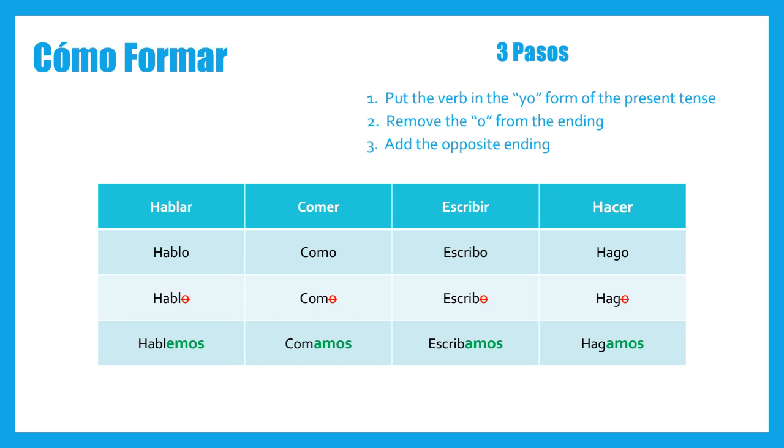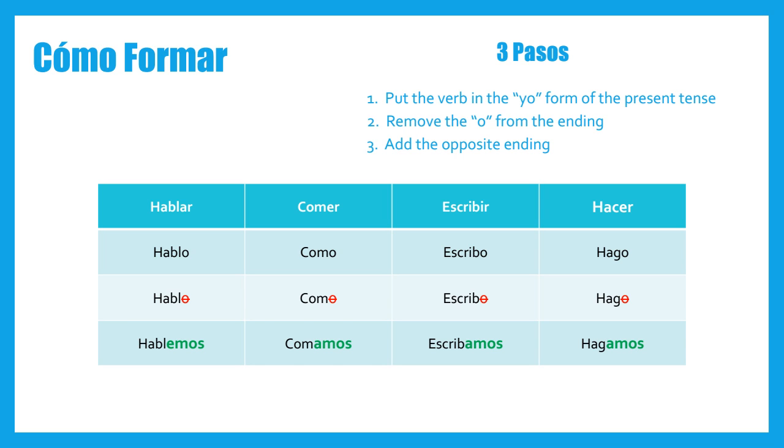Para los verbos comer y escribir, we end up with como and escribo in the yo form. We take off the O for both of those. And then the final step, we add the opposite ending, which is amos. So we end up with comamos and escribamos.